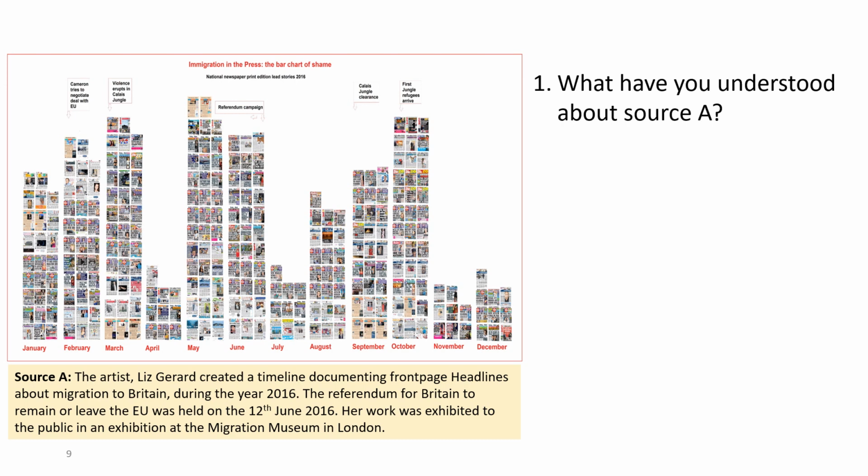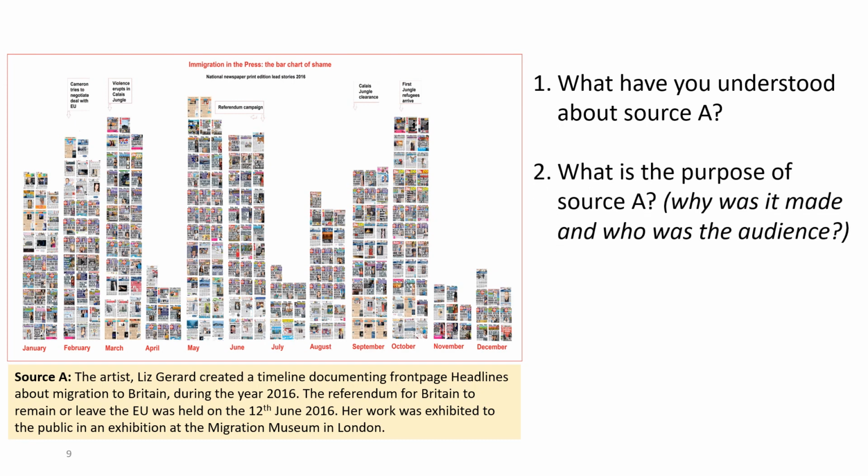So now you've got a little bit of explanation about source A. Hopefully you'll be able to answer this first question in the top right of your screen. What have you understood about source A? So go back to the previous two slides if you need to, and just summarise for me what you think this source is all about. The second task to complete is to think about what's the purpose of source A. So why has Liz Gerard made this source, and who has she made it for? So what was the point of her making this? Why did she take the time to put this together?